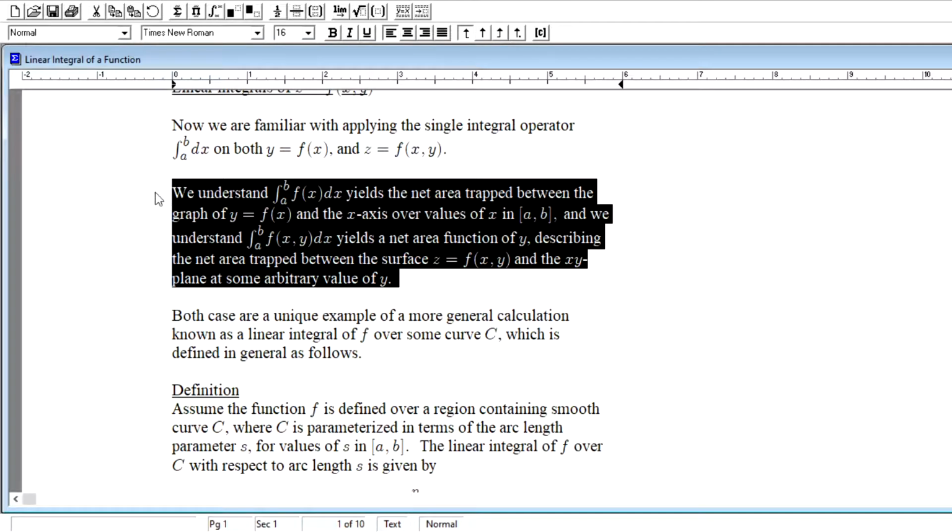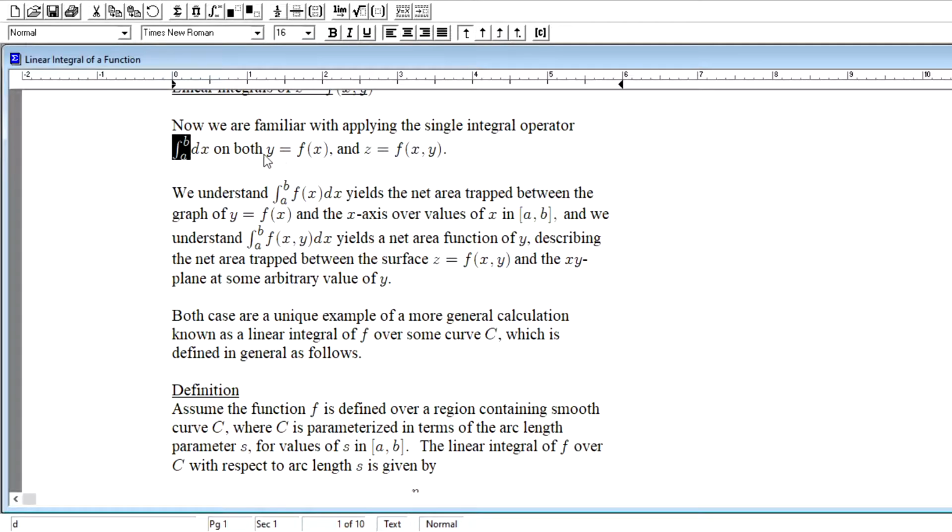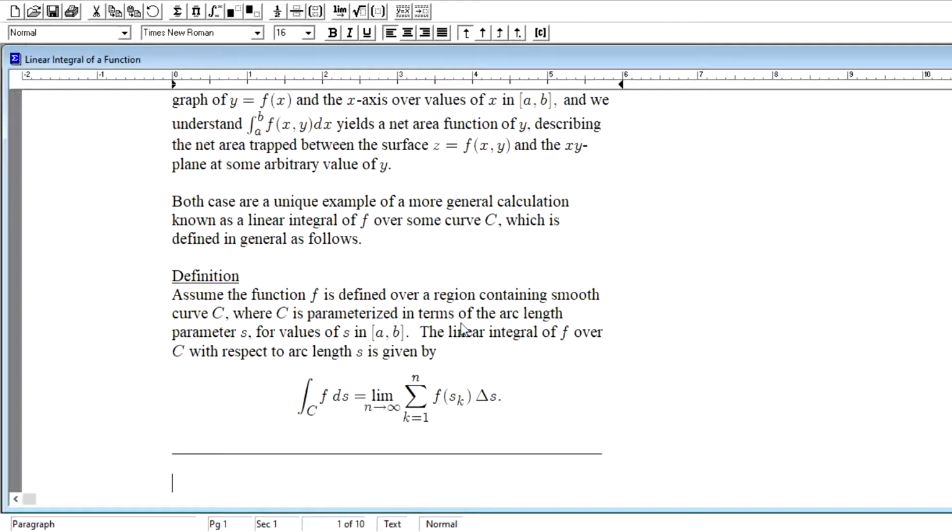When we think of this integral operator being applied to the functions f of x or f of x comma y, as we have seen in previous material, what we are actually applying are very specific situations, some unique examples of what is a more general calculation known as the linear integral of f over some curve c, right? Which we define down here below.